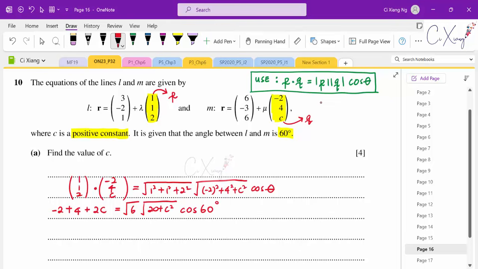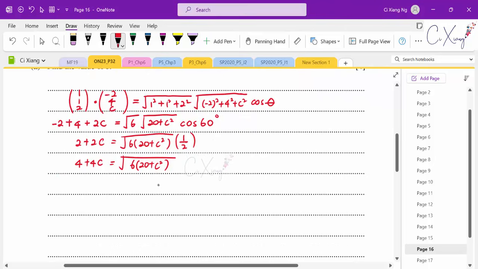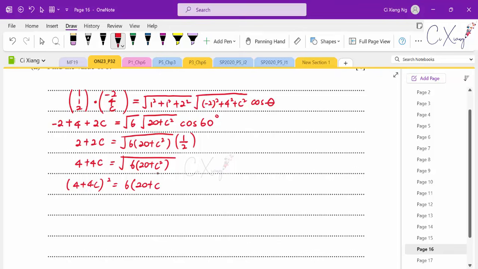Then after that, what else can I do? I'm having 2 plus 2c equals to the square root, I multiply the values together, so 20 plus c squared, then this is a half for cos 60. Then again, further simplify them. I move the 2 of the c to the other side, so I'm having this equation. To get the value of c, it is quite troublesome if you have c inside a square root. So we want to square both sides. When I square both sides, I'm having 4 plus 4c squared equals to 6 times (20 plus c squared).